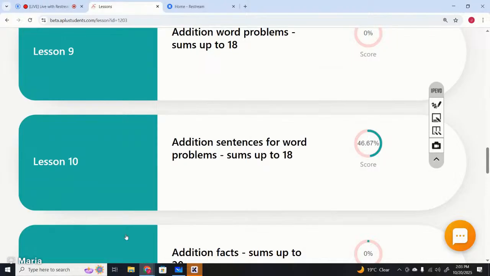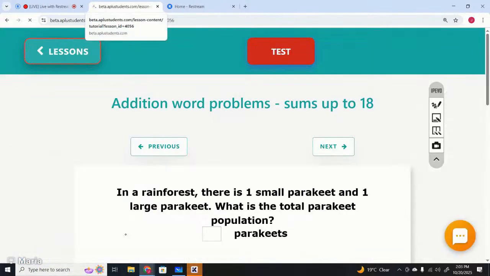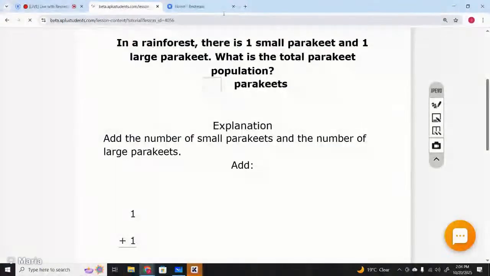The lesson we're going to start with is addition word problems, sums up to 18. Let's just start with the lesson. In a rainforest, there is one small parakeet and one large parakeet. What is the total parakeet population? So, one small and one large. You need to add them. So, 1 plus 1 makes 2. The correct option is 2.